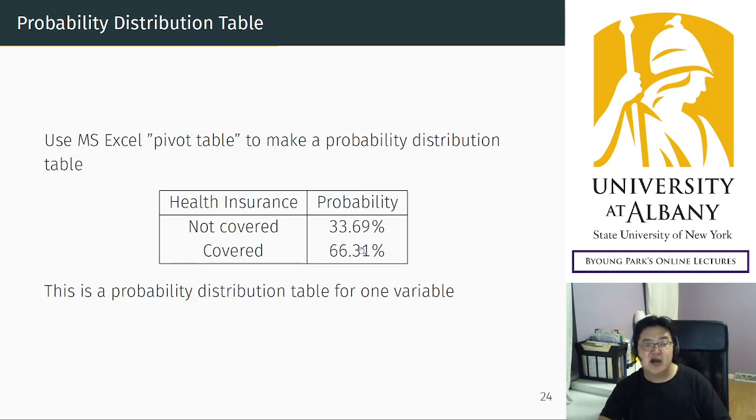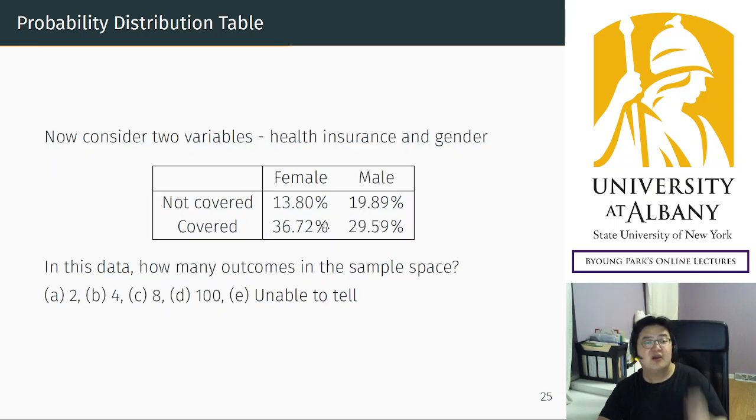We learned how to make such a table, and this is what we get. For one variable, in this case, it only has one variable, and you may consider two variables. I showed you how to do this, and you can do it by yourself. So this is two variables.